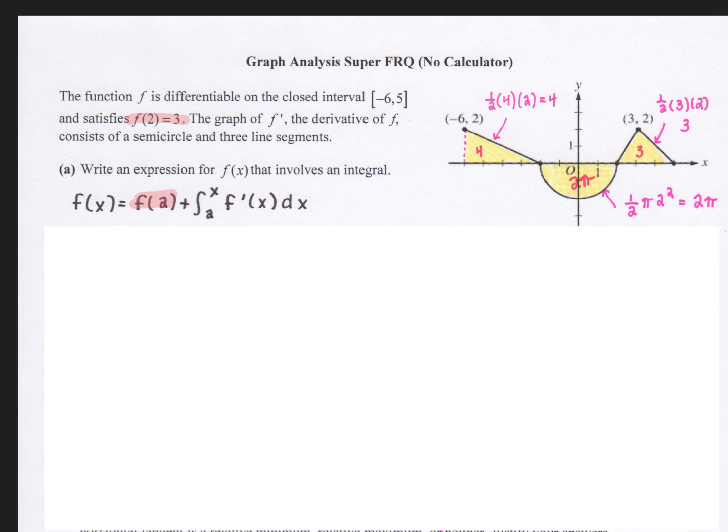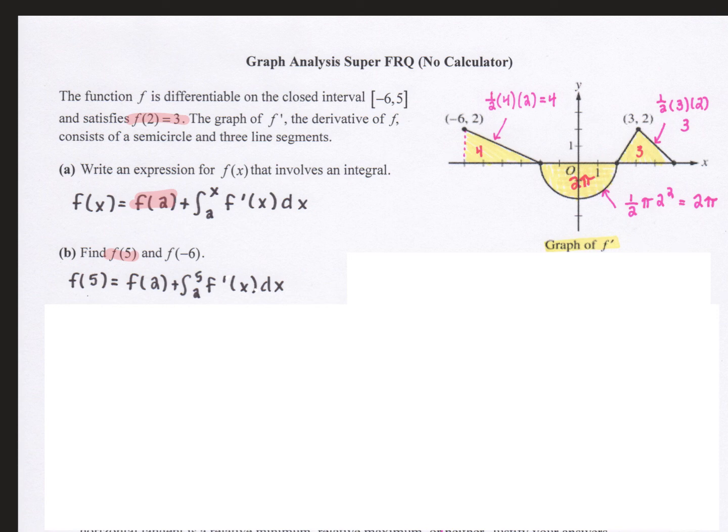And now in part B, I'm asked to use this to evaluate f of 5 and f of negative 6. So all I'm doing for f of 5 is I'm just plugging the 5 in for the x. So we're going to say f of 5 equals f of 2 plus the integral from 2 to 5 of f prime. And what I have sitting over here is the graph of f prime.